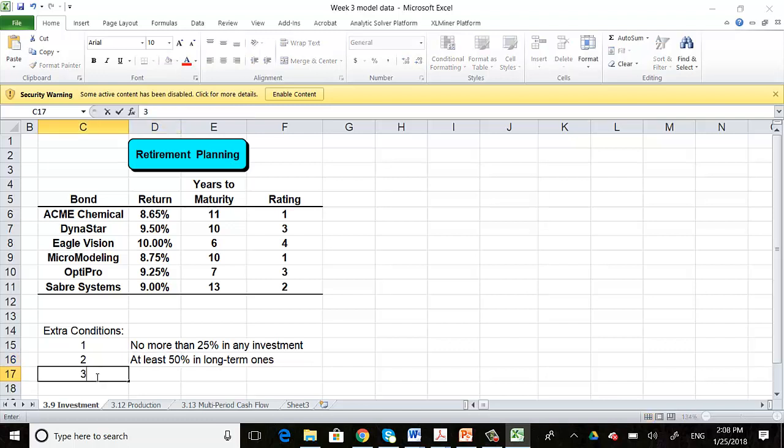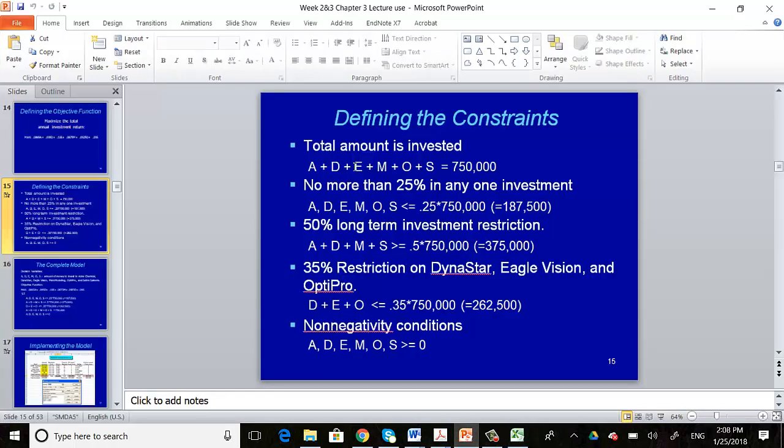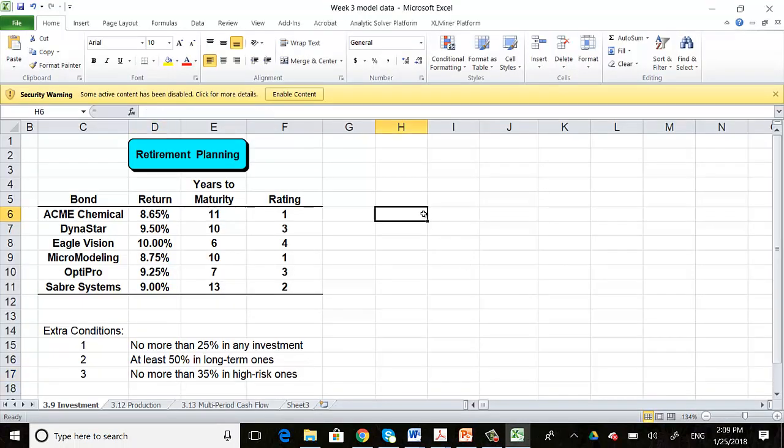And then number 3: no more than 35% in high risk ones. So that's the constraints 1, 2, 3 we had here. And then we had one more, the total invested and the non-negativity. Those are all the information we need.